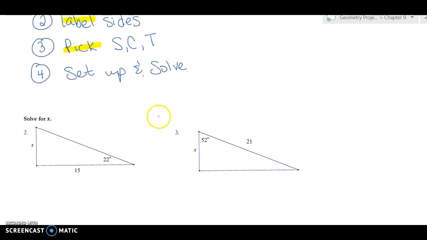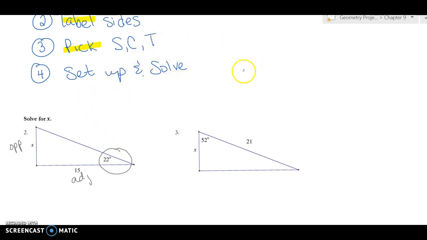So step 1 is to circle. So I'm circling this angle. That's the angle I have. Step 2 is to label. How is this X related to 22? Well, that's the opposite. How is this 15 related to 22? Well, that's adjacent. If you notice, I'm not labeling a blank side. If you label too much, it makes it harder to choose.